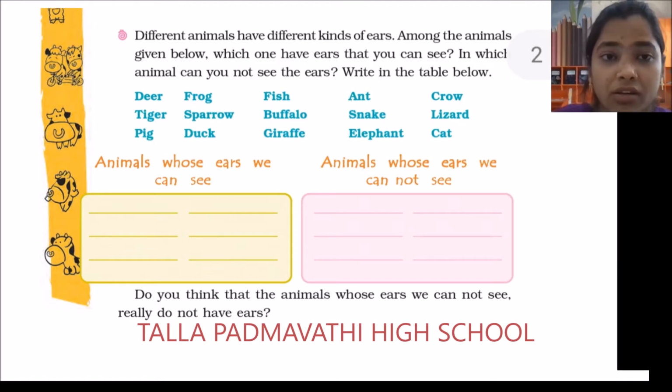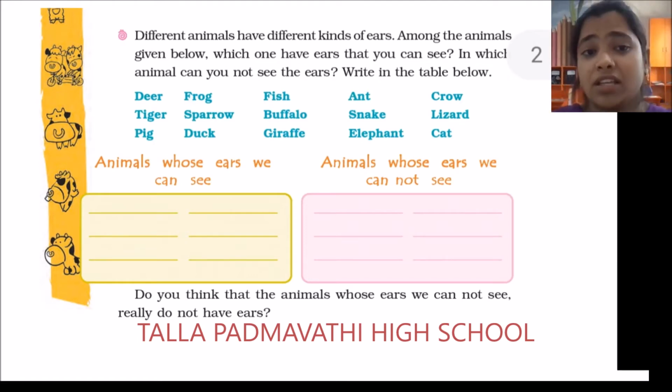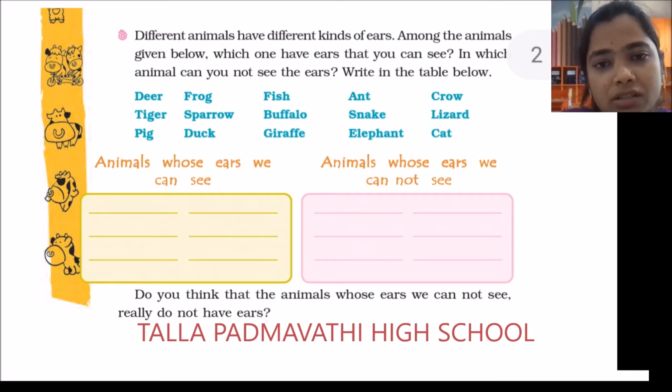Next, go with tiger. Will you be able to see the ears? Yes, we will be able to see the ears. So you will write it in the first box. Next, we need to go to a sparrow. We cannot see the ears. Just go into the second box. And next, buffalo. You can see the ears. So write it in the first box. Next, snake.